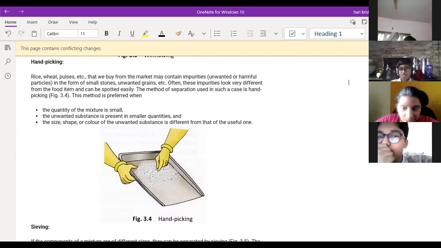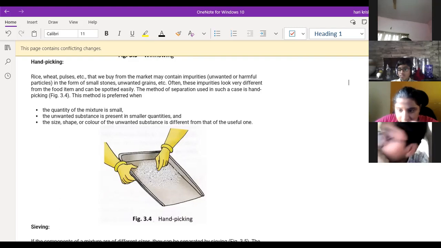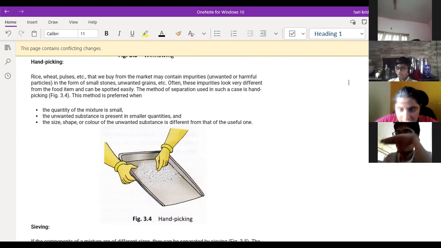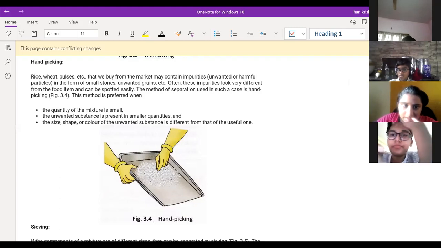Sir, separating large stones or something from sand. Okay. Next. And also separating rocks from... okay sir, that's already done.